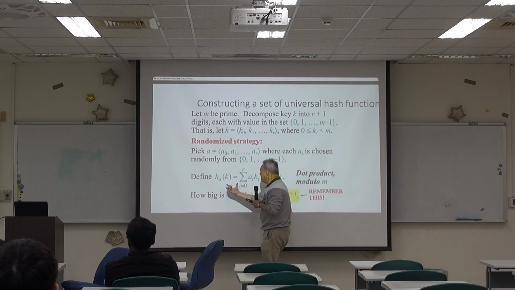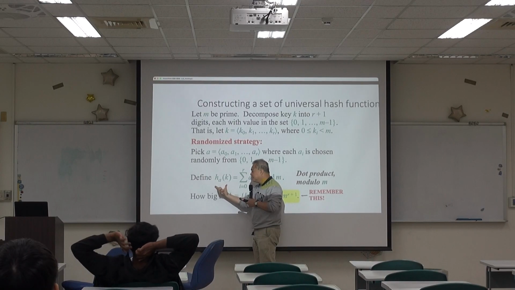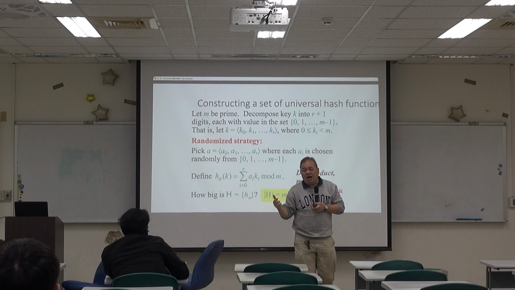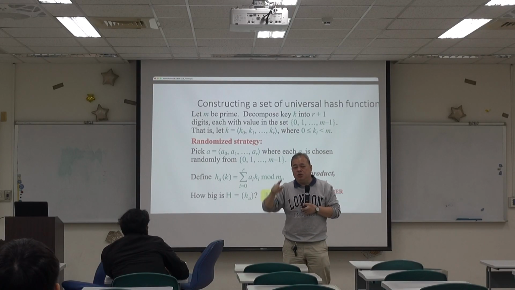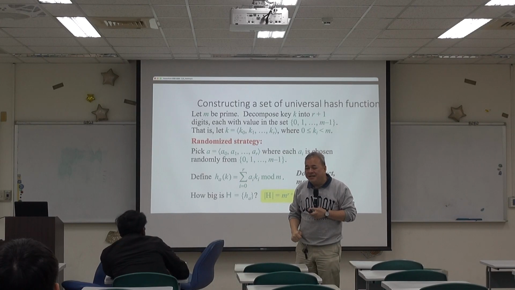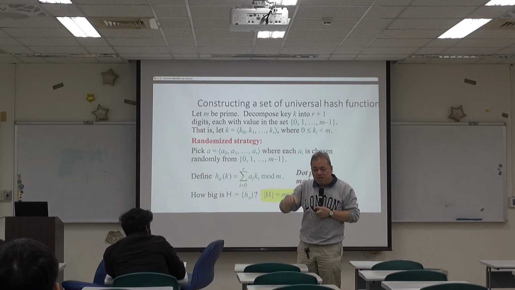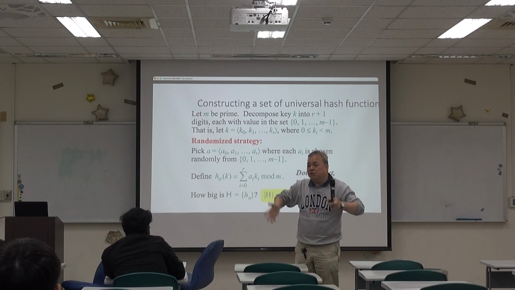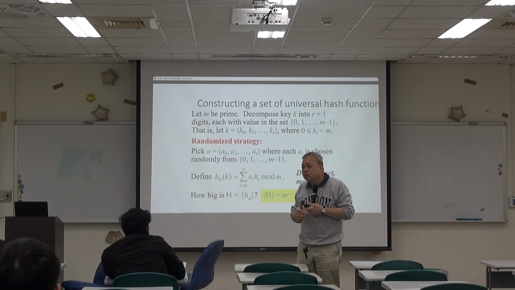So these h_a(x) are the elements in your capital H. We claim that capital H is universal. First, what is the size of this capital H?